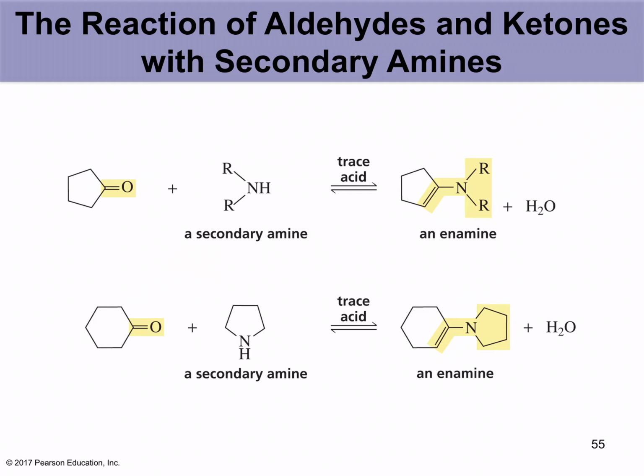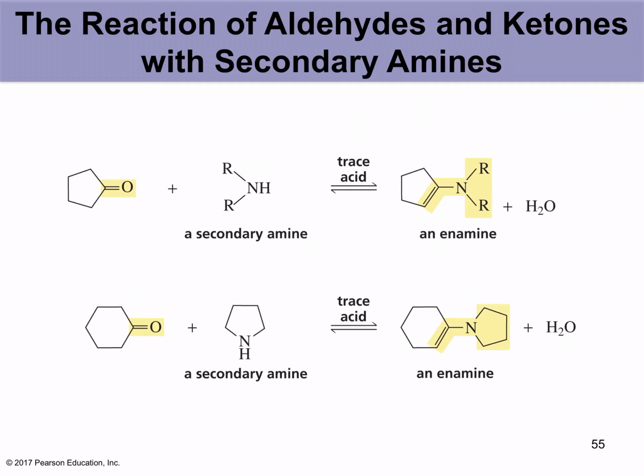So in the last section, we learned about the formation of imines. So how do we form imines? Imines are formed with aldehydes or ketones with a primary amine. Now we're going to see what is the structure of the compound if a secondary amine reacts with a carbonyl group.